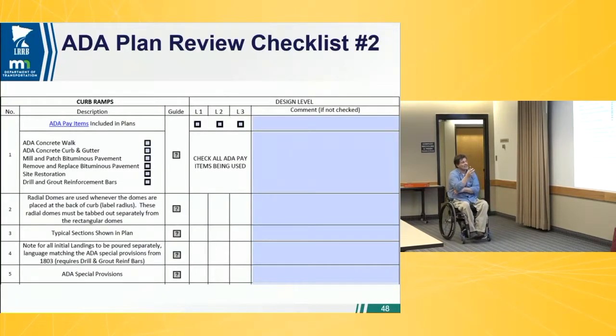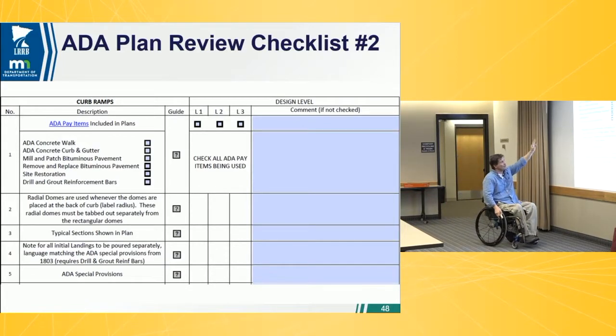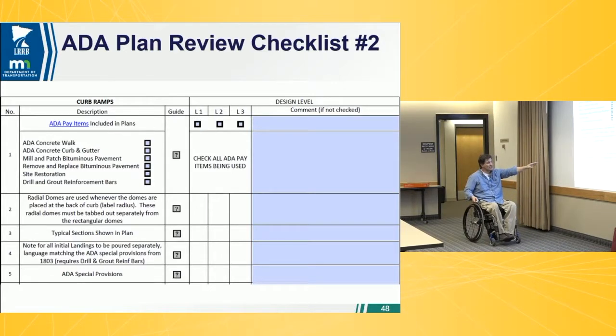So then we have checklist number 2. It's a lot simpler. It's more of the overall plan, between 60 and 90% usually. Make sure you got your pay items right, your domes are tabbed correctly, typical sections are right, get your reinforcement for your separate landing pours and your ADA special provisions.